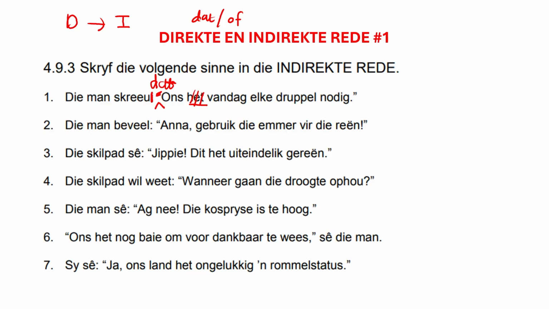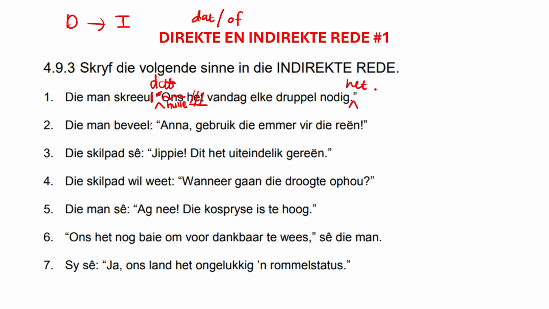Then I'm going to change our pronouns. Our pronoun here is ons. Ons has to change to hulle. And now I'm going to write down the remainder of the sentence in the same order. So it will be, die man skree dat hulle vandag elke druppel nodig, and I add my verb back, het. Full stop. Easy peasy. Let's try the next one.